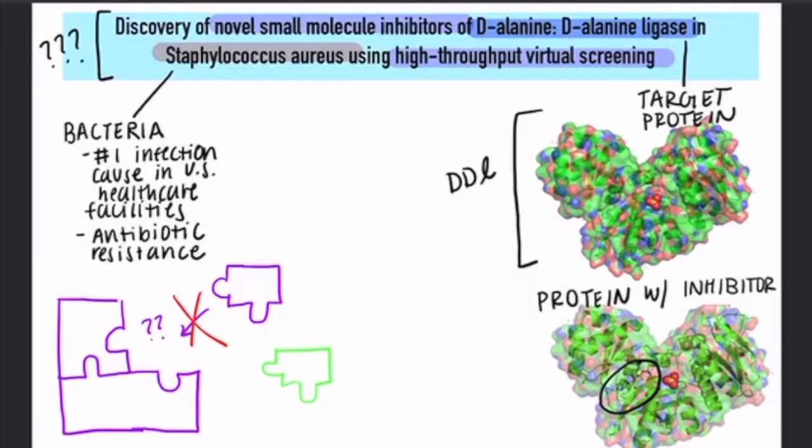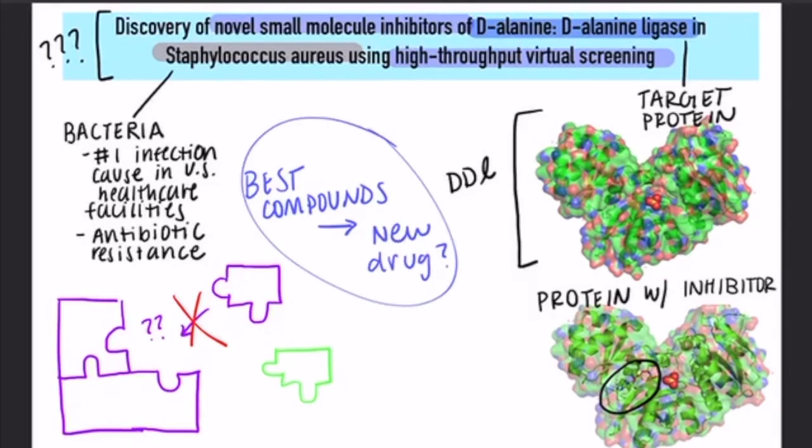We start by growing the target protein from DNA and measure the protein's activity. We then take one of the higher-scoring compounds, bind it to the protein, and measure the protein's activity again. Hopefully, the protein activity is lower, indicating that the compound in question was able to prevent DDL from functioning. This research is not intended to cure staph or to create new drugs, but the compounds that are successful both virtually and in a traditional laboratory setting can potentially be used to create new drug treatments for staph.